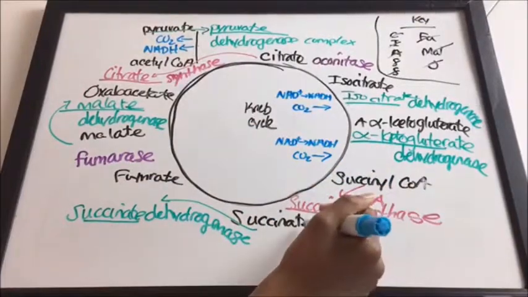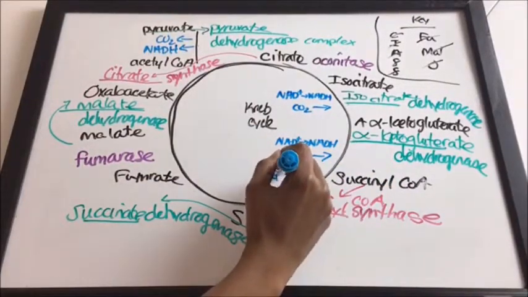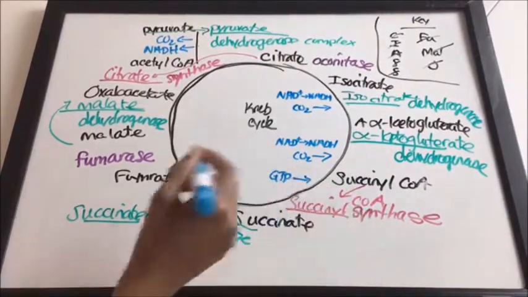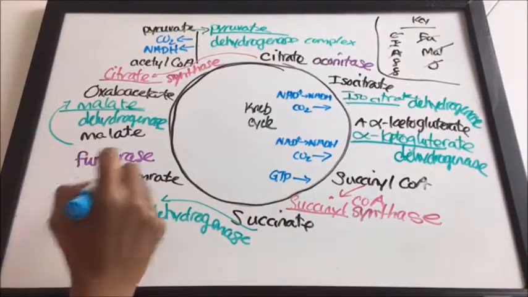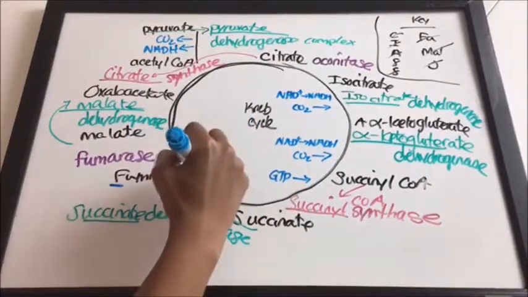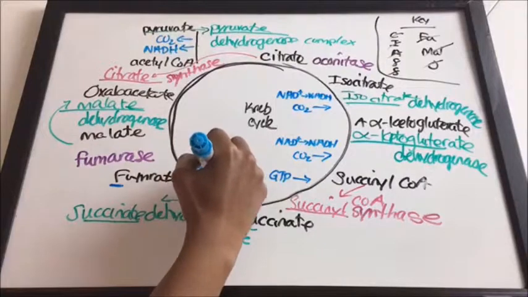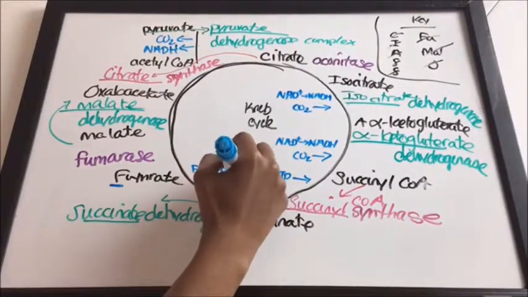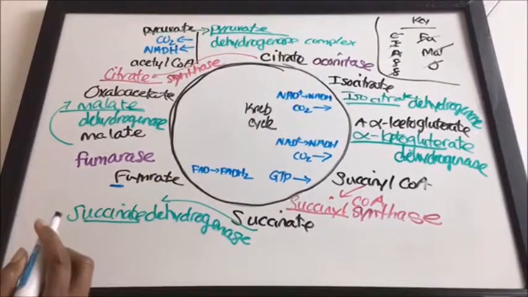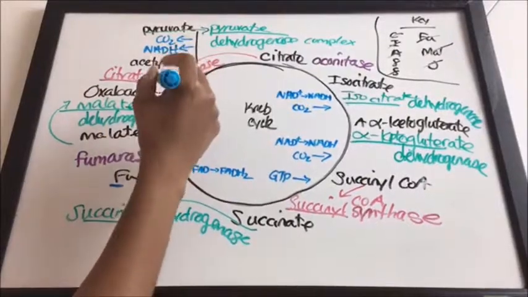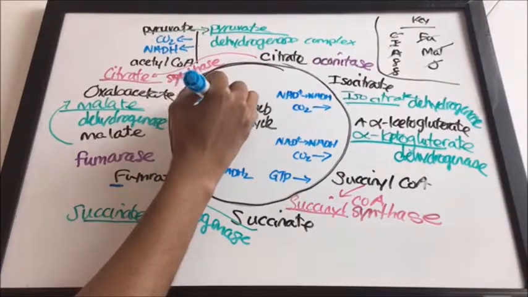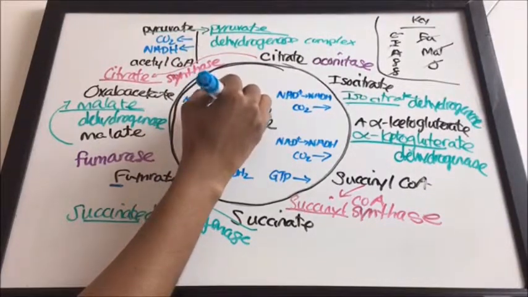Between succinyl-CoA and succinate, GTP leaves the cycle. Our next one, we're going to remember F, fumarate and succinate. Between these two, F, FAD converting to FADH2. And our last one, between malate and oxaloacetate, NAD plus converting to NADH.